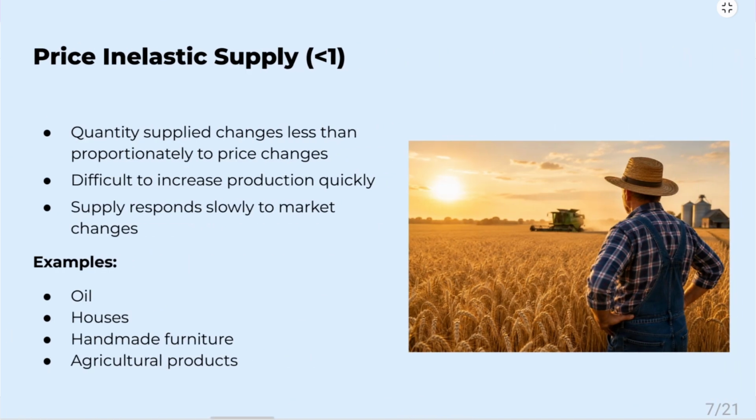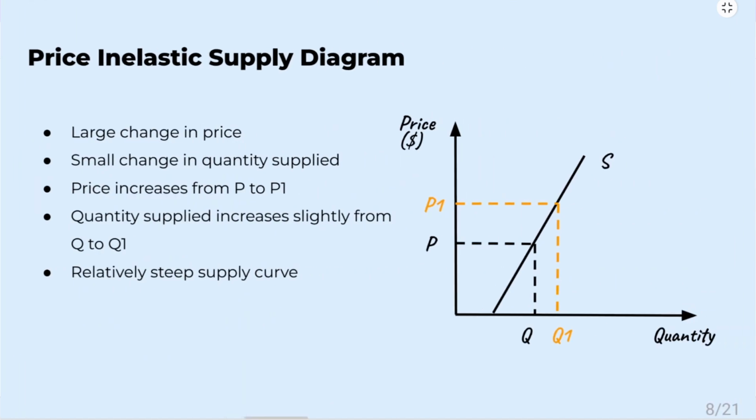Price inelastic supply happens when quantity supplied changes less than proportionately compared to the change in price. This usually occurs when production takes a long time or resources are limited. Products like houses and agricultural goods are often price inelastic because firms cannot increase production quickly. For example, farmers cannot suddenly produce more wheat immediately after prices rise because crops take time to grow. This diagram shows price inelastic supply.